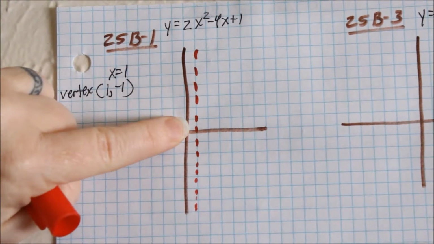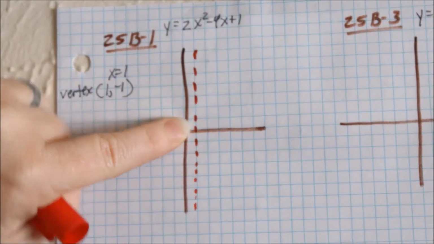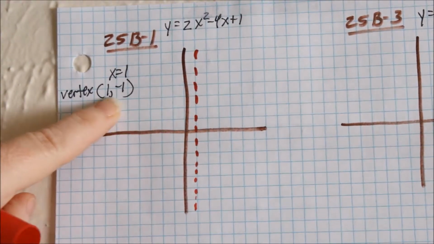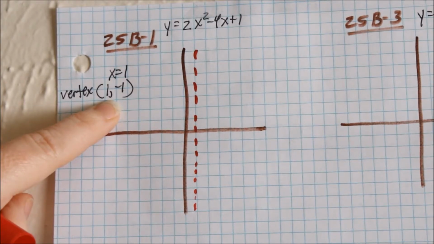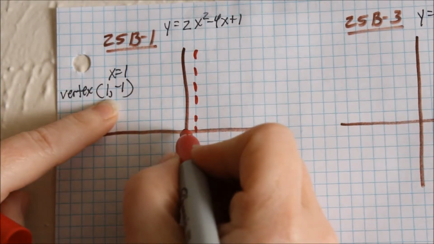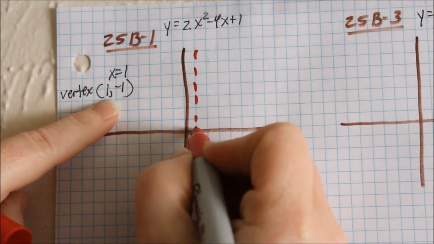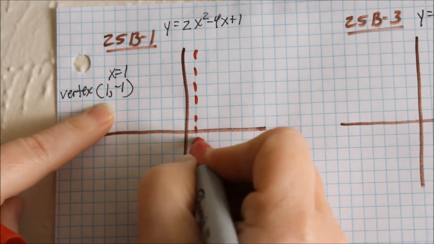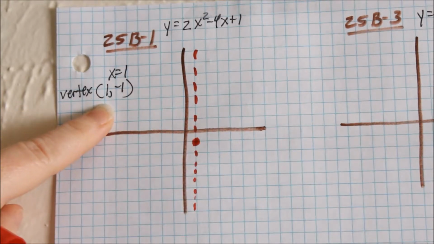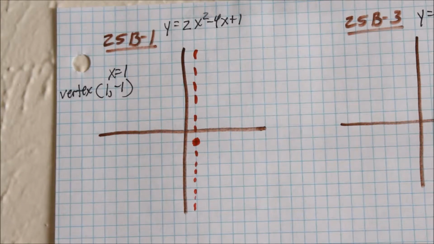The parabola will now be symmetrical about this new dashed line. So then we can go plot our vertex. Our vertex is at (1, -1). So going over 1 and then down 1, that is our vertex. And we said that the parabola was facing up.